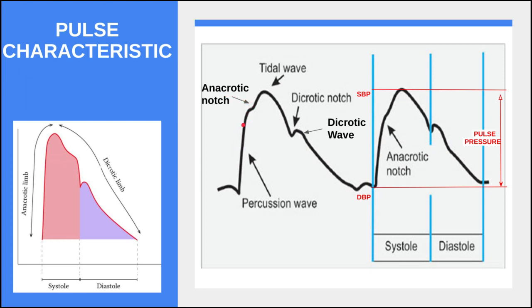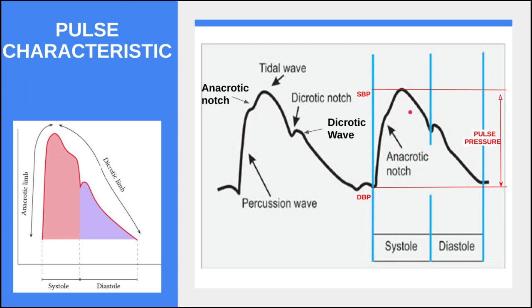The P wave is due to maximum left ventricle ejection force, and the tidal wave is an echo of the P wave reflected by the upper body part. Then in the descending limb, at the end of systole, there is a dicrotic notch followed by a dicrotic wave. The dicrotic notch is due to reversal of blood flow at isovolumetric relaxation of the left ventricle, and the dicrotic wave is generated due to closure of the aortic valve and elastic recoil of the aorta.